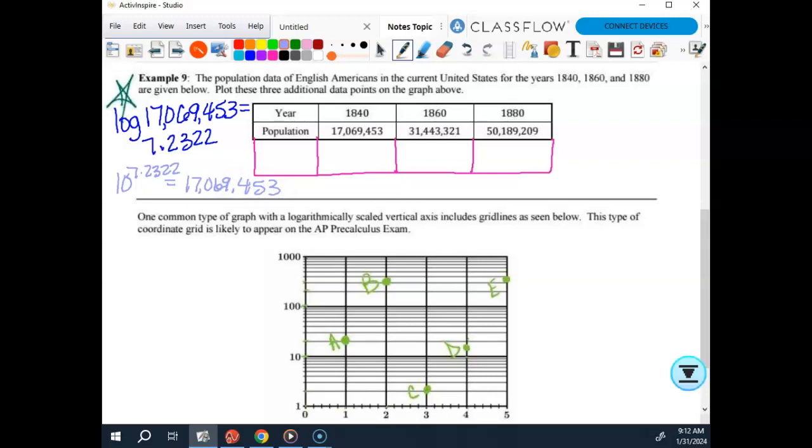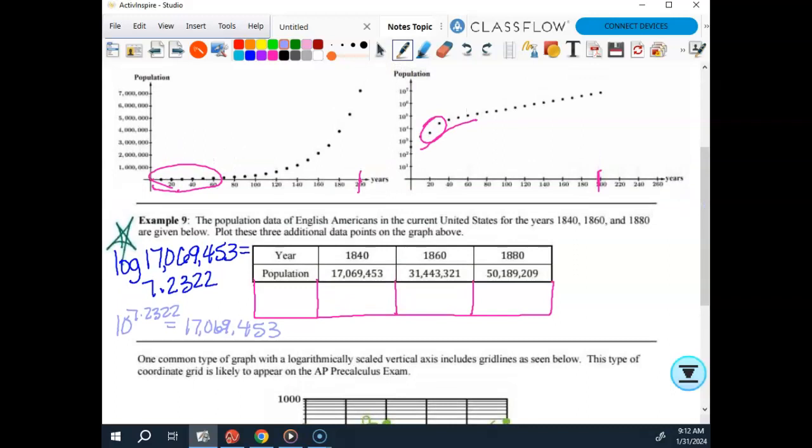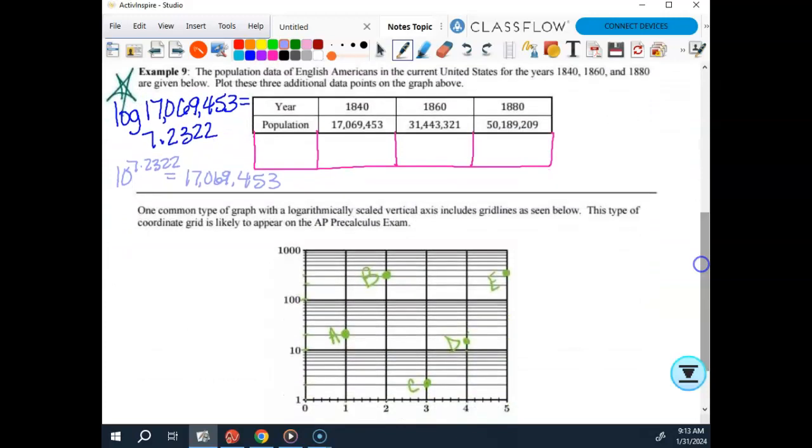When you look at your scale on the right-hand side, we had 10 to the first, second, third, all the way up to 10 to the seventh. So this is a little bit more than 10 to the seventh, which makes sense. I can actually graph it on here where I can't even graph it on this one right here. What we're going to find in here is the log of the population. We found the log of 17 million, which was 7.2322. Go ahead and find the log of the next two values.